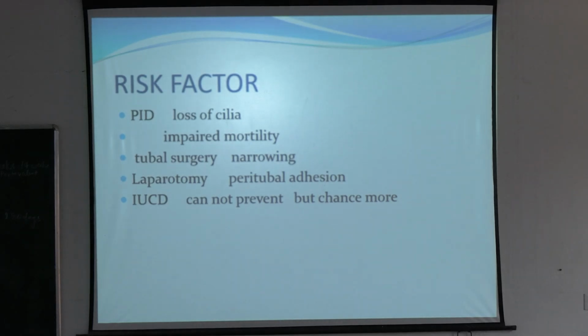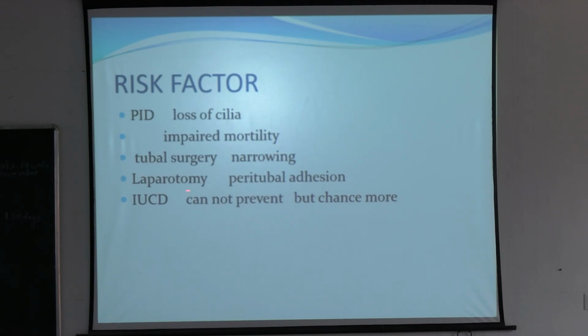Then tubal surgery. If we do some tubal surgery, like anastomosis, or even tubal ligation, it can lead to narrowing of the tube and cause ectopic pregnancy. Laparotomy in any form, suppose cesarean section or for any other reason, following appendicitis, appendicectomy or any laparotomy, can lead to peritubal adhesion, leading to impaired motility and ectopic pregnancy.